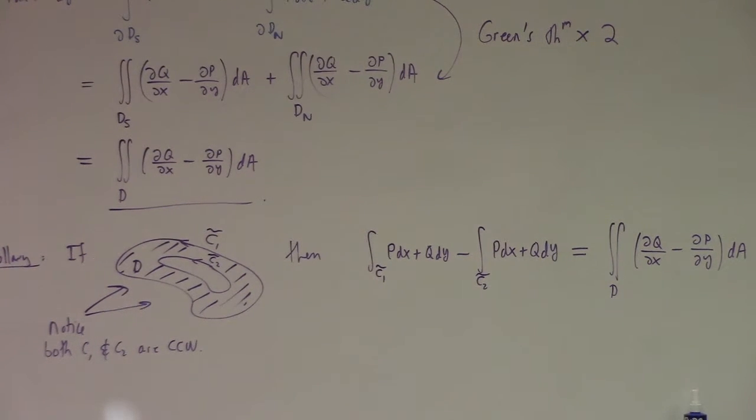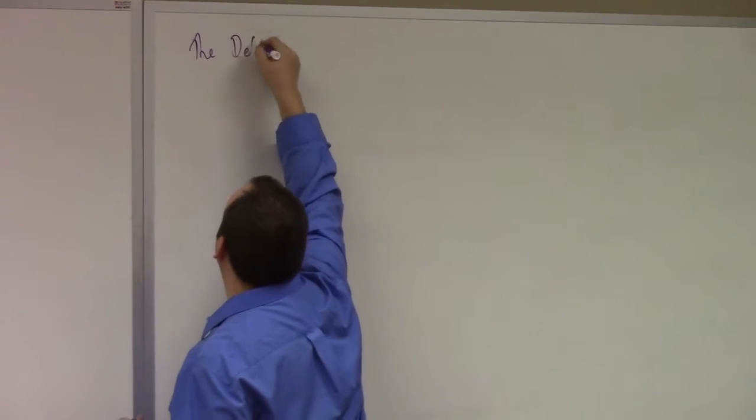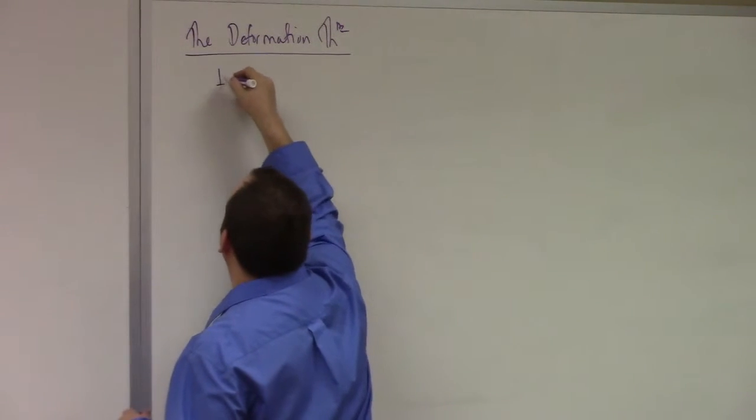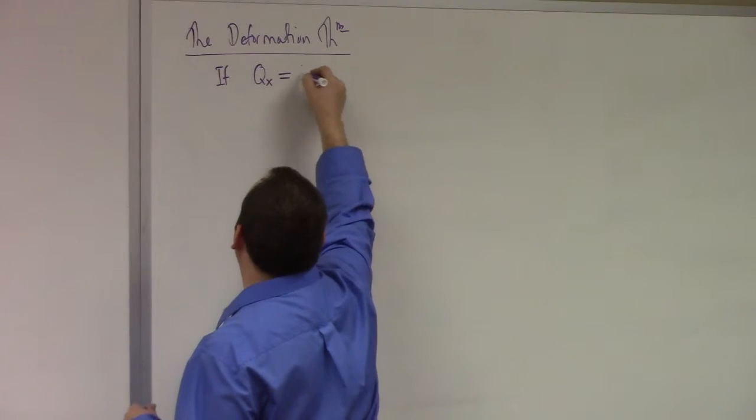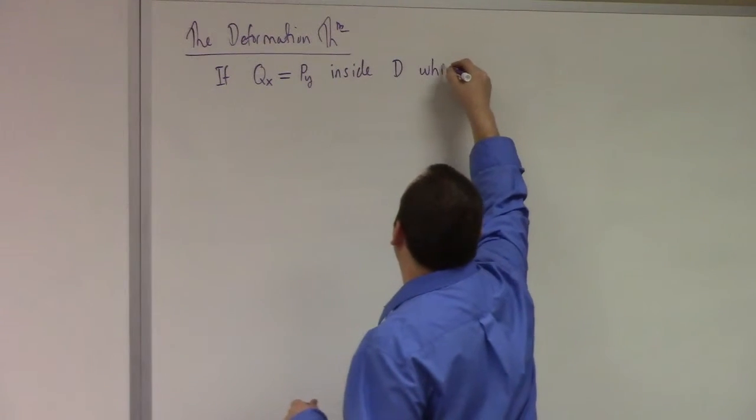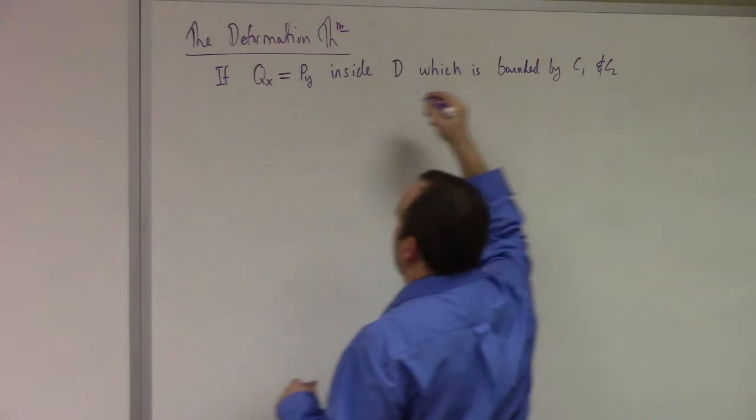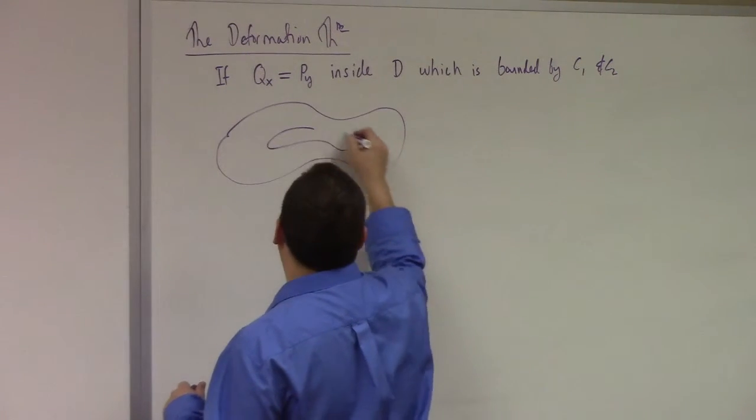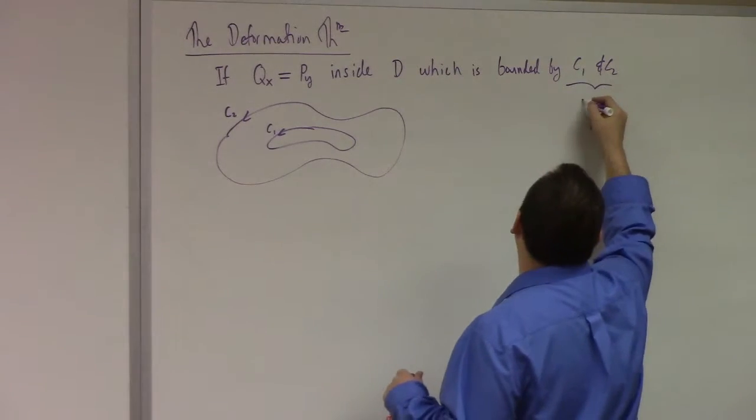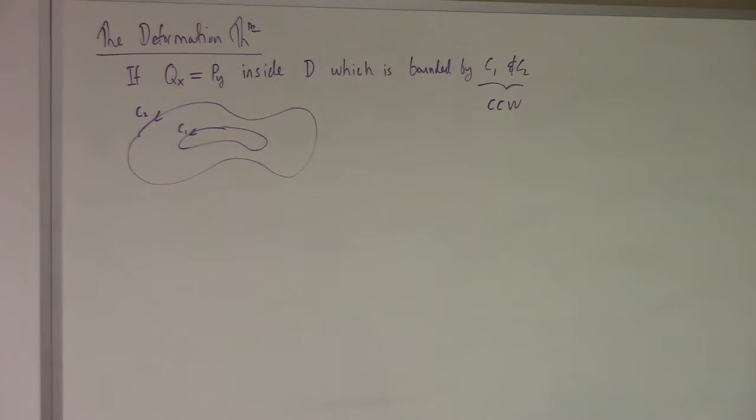There's yet another corollary to get from this, corollary number 2, aka the deformation theorem. It states the following: if Qx is equal to Py inside D, which is bounded by C1 and C2, like we were just picturing, both counterclockwise. Actually, they could both be clockwise, and this would also be true, as we'll see why in just a second.